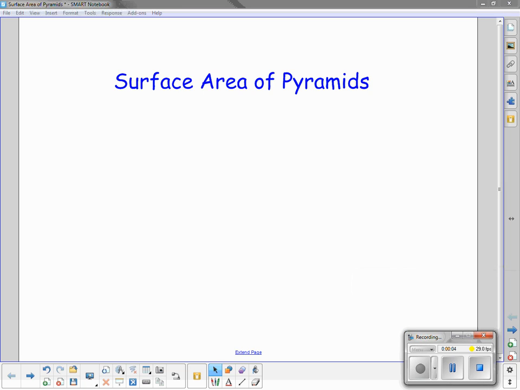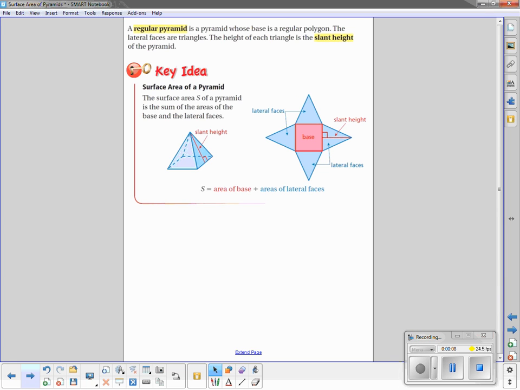We're going to talk about surface area of pyramids. A pyramid has a base on the bottom that is a polygon, and it has lateral faces that are in the shape of triangles that make up the sides. There is no top to a pyramid. In order to find the surface area, we need to find the area of every face and then add them together.